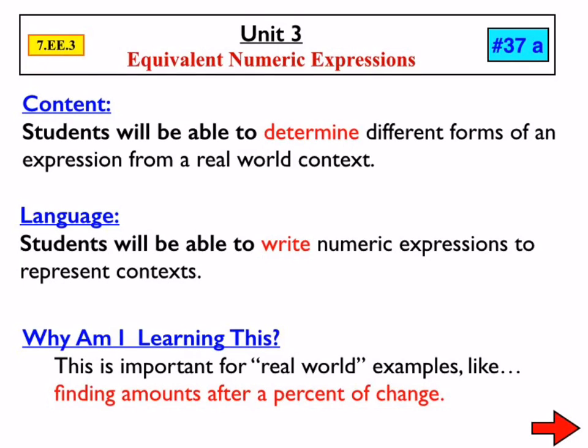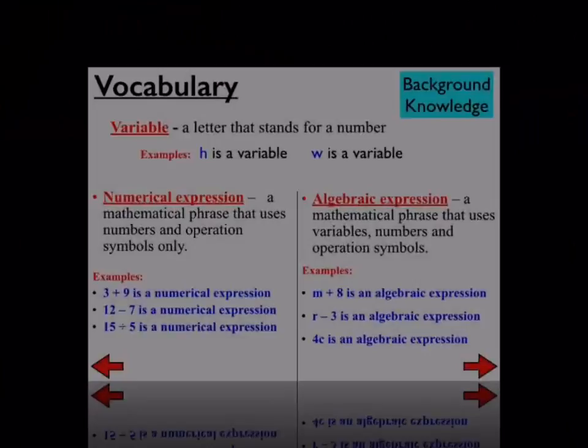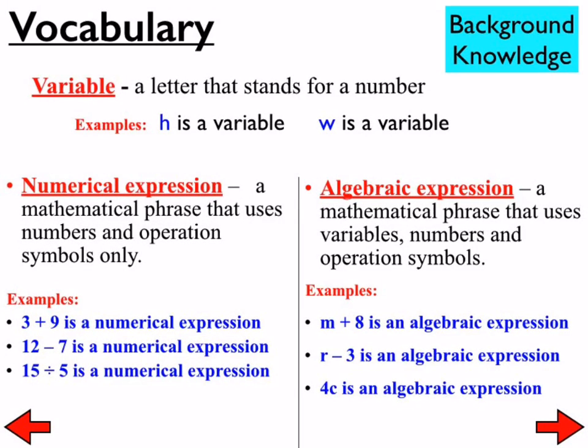Today, lesson 37A, equivalent numeric expressions. Our main topic so far in Unit 3 has been all about expressions. We've gone through all the properties and we've worked on creating equivalent expressions based on properties and then also simplifying expressions based on various properties. And today we just sort of extend on those ideas, but our focus today is on numeric expressions.